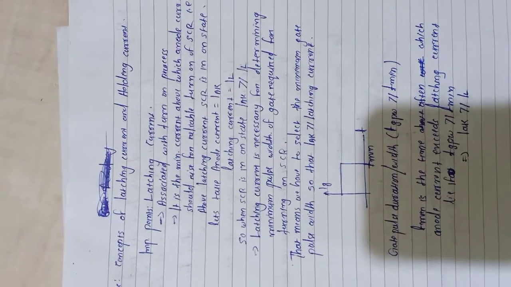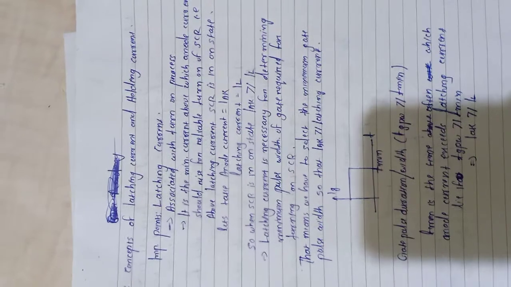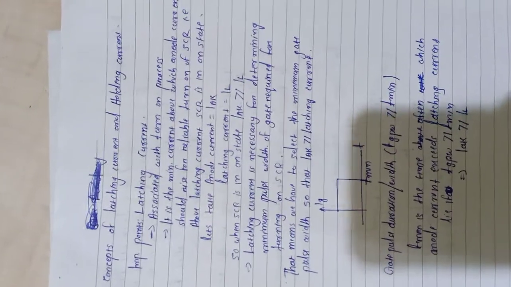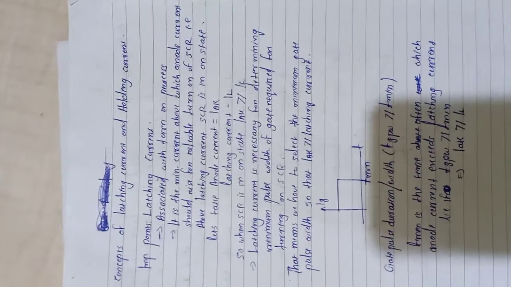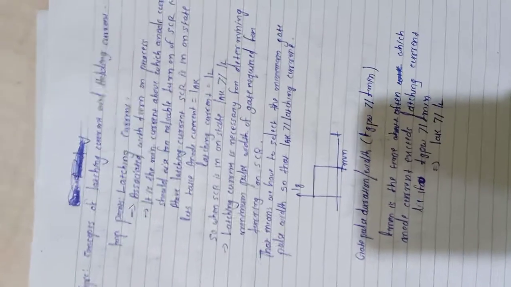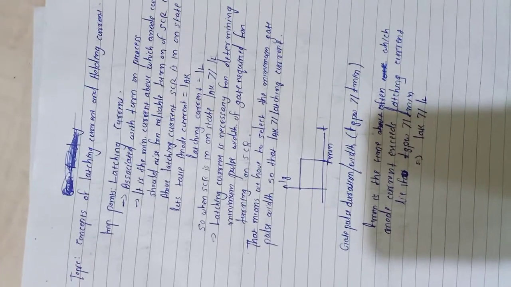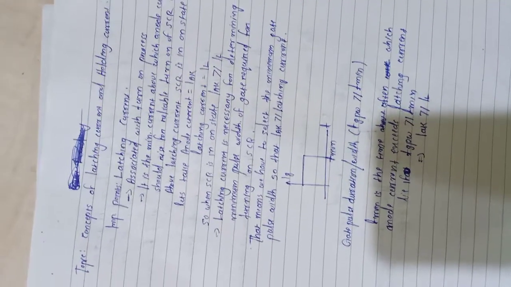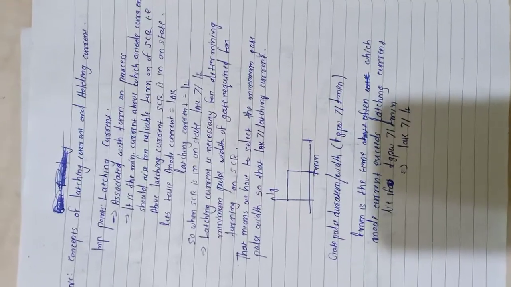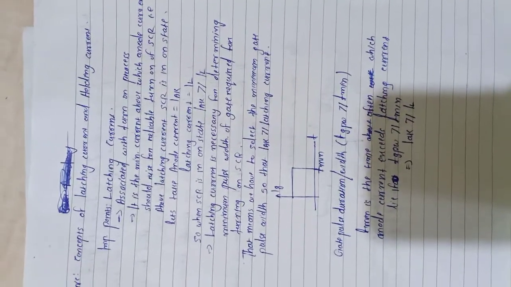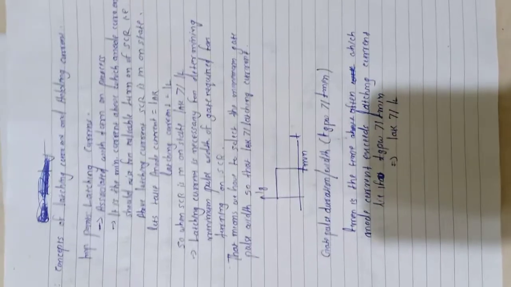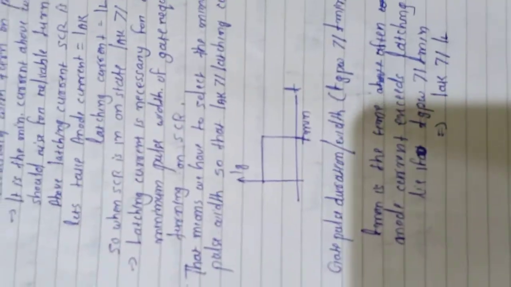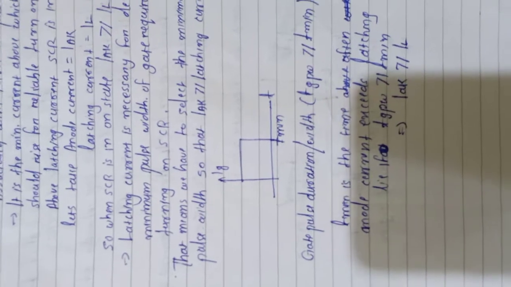Whenever you apply a gate pulse for some interval, that interval must be enough so that there is a flow of current which is greater than or equal to the latching current. So we have to apply a gate pulse for a minimum time period so that our anode current exceeds the latching current. That means we have to select a minimum gate pulse width so that anode current is greater than or equal to latching current. So I have drawn a graph, that is Ig, the gate current, with respect to time.